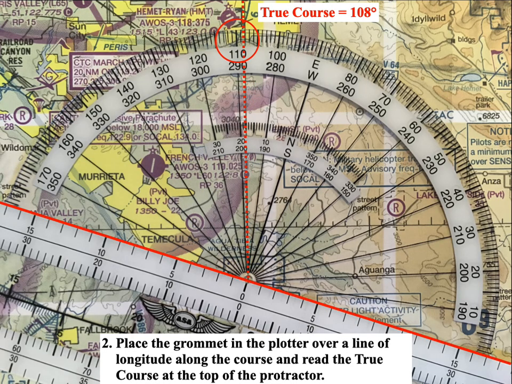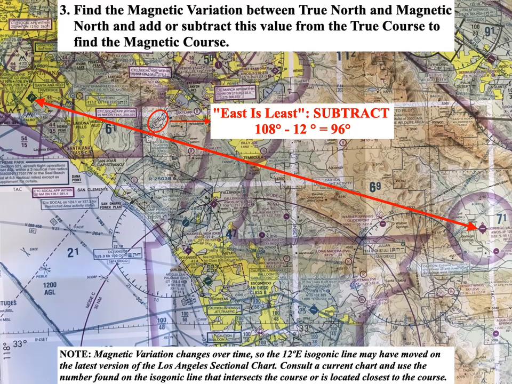Following the line of longitude up to the scale at the top of the protractor, read the true course of 108 degrees at the top. Next we'll find the isogonic line closest to our course. It's 12 degrees east, which means we'll subtract 12 degrees from our true course of 108 degrees. To help you remember when to add or subtract the magnetic variation, use the phrase, west is best and east is least.